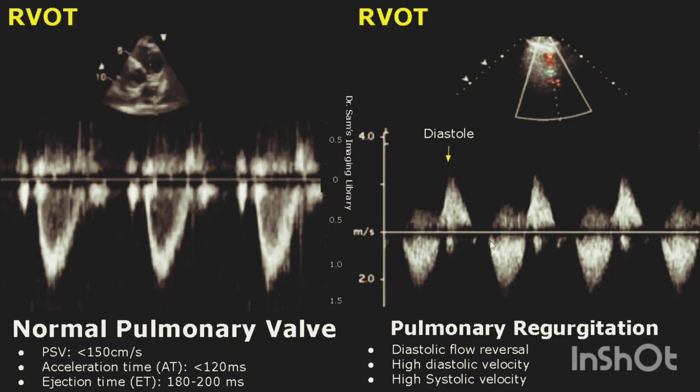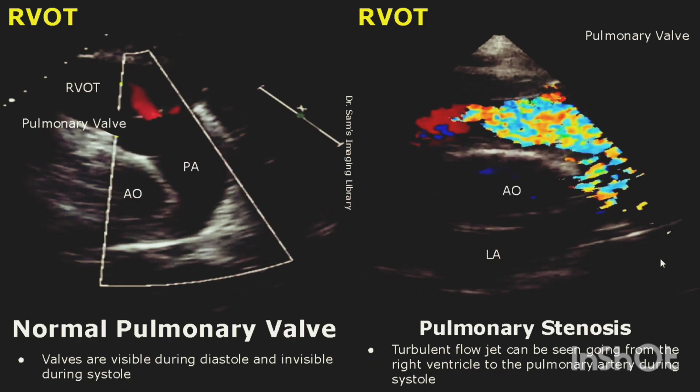And over here is a spectral waveform of pulmonary regurgitation. We can see diastolic flow reversal over here, and there is high diastolic velocity as well as high systolic velocity. Here is an image of pulmonary stenosis. The turbulent flow jet can be seen going from the right ventricle to the pulmonary artery during systole.